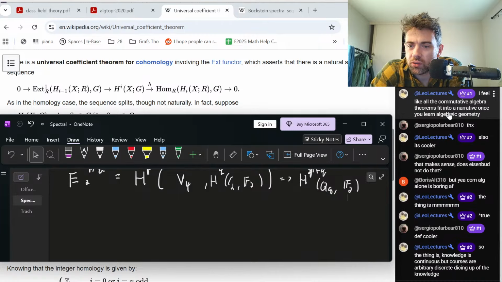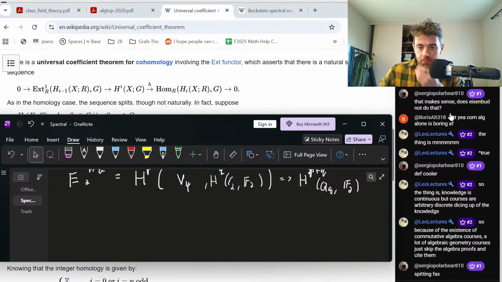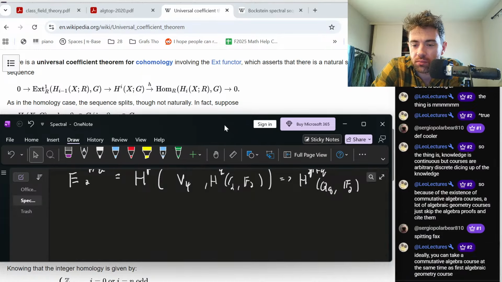You feel like commutative algebra theorems fit into a narrative once you learn algebraic geometry? Yeah, I don't know. I feel like there's plenty of commutative algebra that makes sense on its own. Because of the existence of commutative algebra courses, a lot of algebraic geometry courses just skip the algebra proofs and cite them. Yeah.